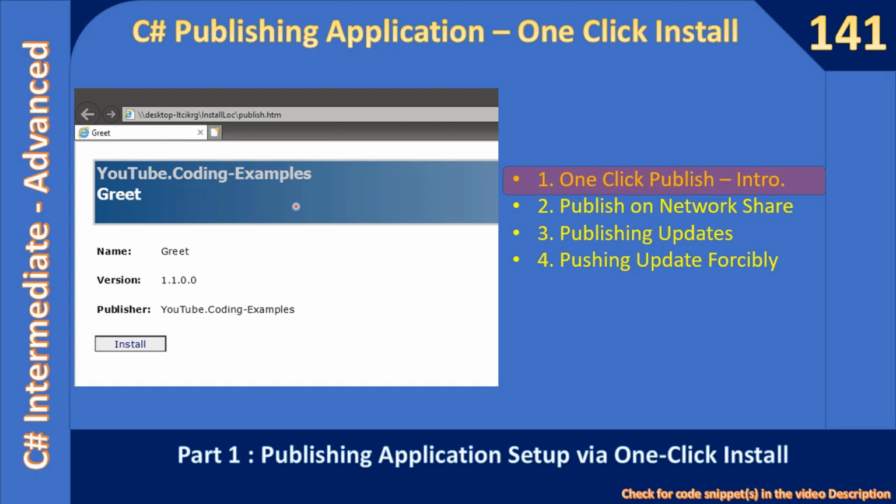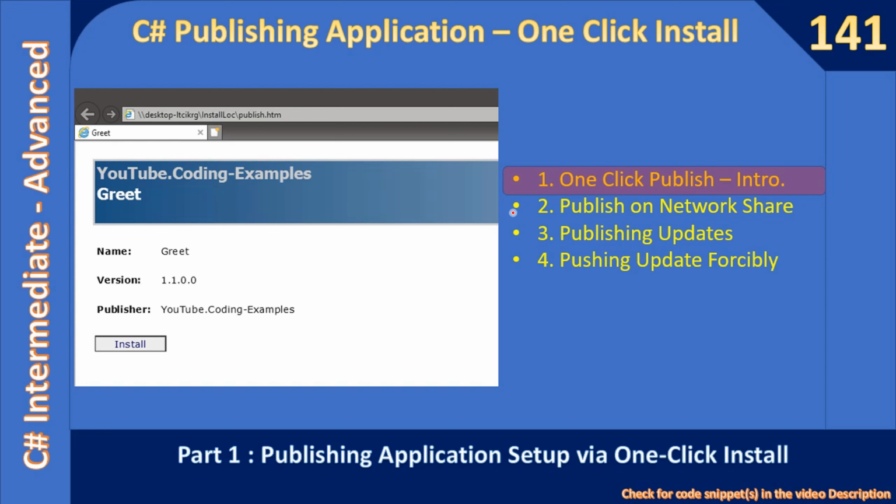Now we are starting a new sub-series for application publishing using one-click install. So in this sub-series we will learn the basics of one-click publish. After that we will create a simple C Sharp project, then we will publish that on the network share. Then the client will install the published application and they will get the update from the same published location.